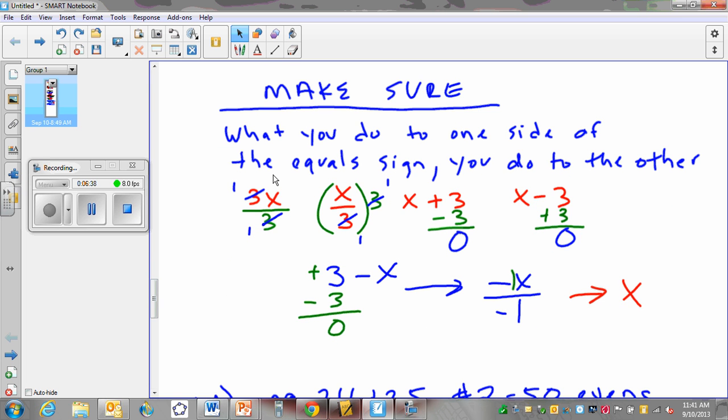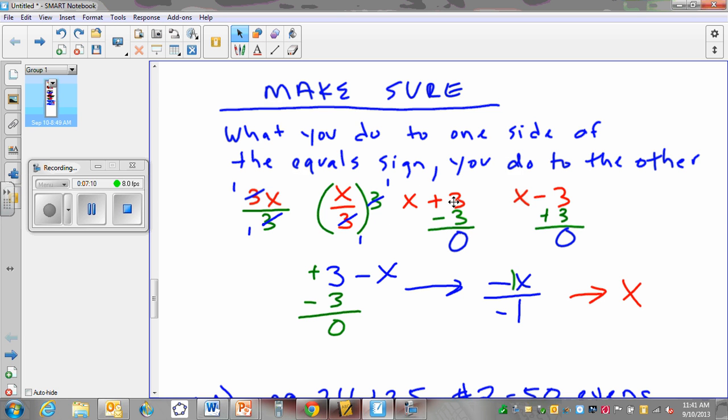Make sure what you do to one side of the equal sign, you do to the other side. You have to balance it out. So if you have 3x, to get rid of that, you're doing the opposite. Divide by 3. 1 over 1, x is by itself. If you have x divided by 3 or x over 3, since we're dividing, we do the opposite. We multiply. 3 over 3 becomes 1 over 1, x is by itself.